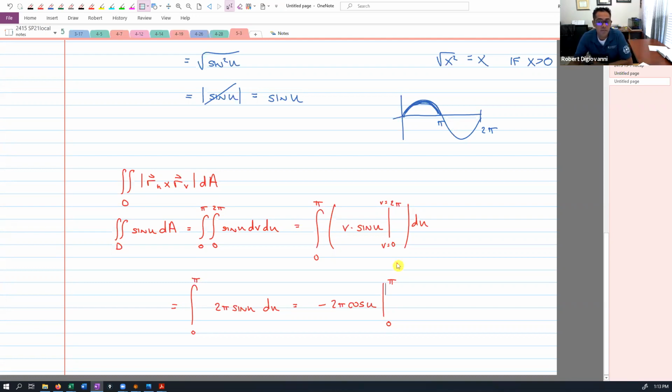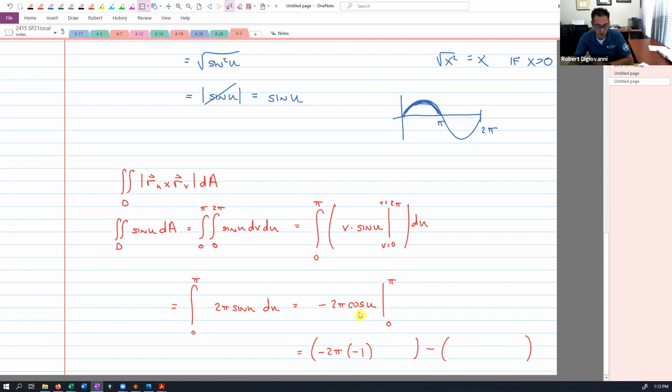We good? Okay, be careful on this. Equals. All right, let's do two things here. So when we plug in pi, we get negative 2. Cosine of pi is negative 1.